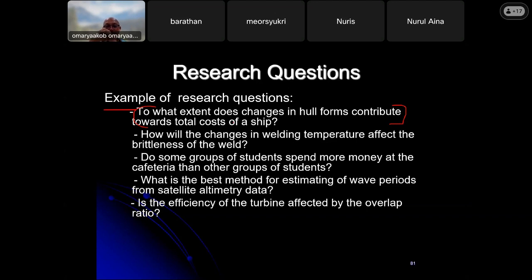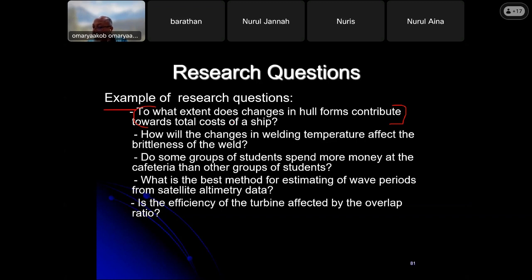Number 3, not our field. We go to number 4. What is the best method for estimating wave period from satellite altimetry data? Okay. Anybody who has not spoken yet before I call your name? Nurul Jannah. To investigate the best method in estimating wave period. Okay, to investigate the best method. Okay, Jannah.